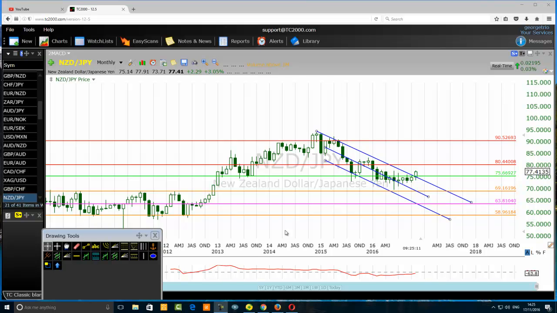Hello traders, today we want to discuss Elliott Wave tips for a Forex trader. Forex stands for foreign exchange, talking about currencies and currency pairs. We are looking at the New Zealand dollar, Japanese yen. We want to talk about Elliott Wave tips for a Forex trader.